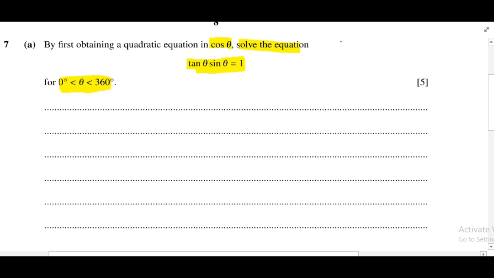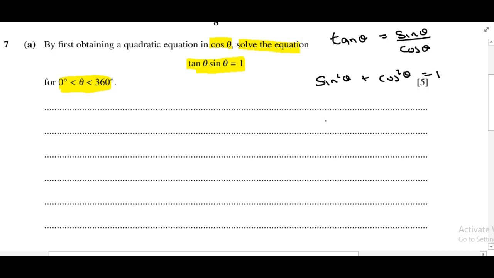What we are going to do in this question? First, we are going to use some trigonometric identities, that is tan theta equals sine theta over cos theta. One identity is that. The other identity which we are going to use is sine squared theta plus cos squared theta equals 1. These two trigonometric identities we are going to use.